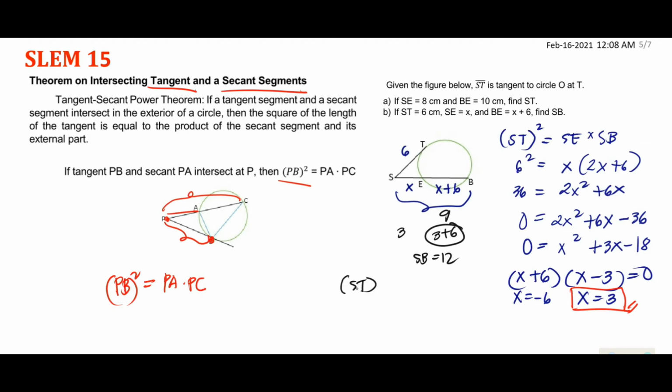ST squared equals SE times SB. So, ST squared is 36 equals, what's your SE? That's 3 times, what's SB? 12. What's 3 times 12? That's 36. So, the answer is correct. Okay, so let's proceed.